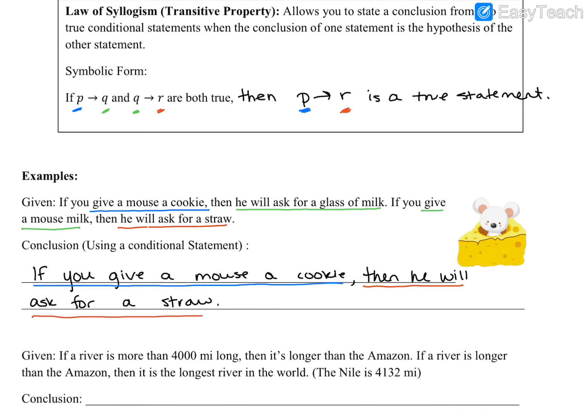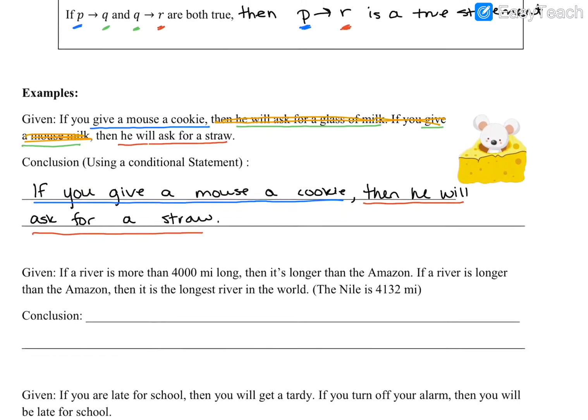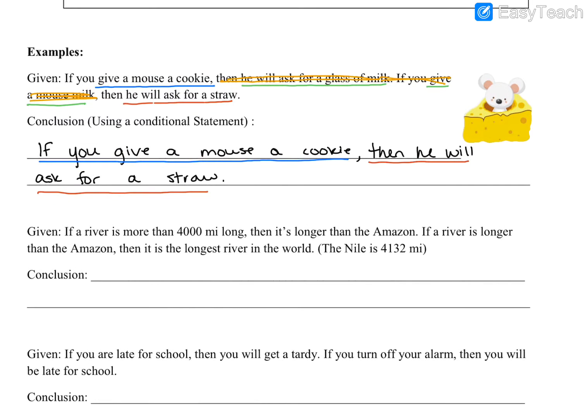Okay, so when you have things that match, you can kind of think about them as it eliminates. So if you were to cross this off, then you have to create a sentence. So the greens, since you have two greens, they eliminate. Can you come up with an if-then statement with what's left? If you give a mouse a cookie, then he will ask for a straw, and it works. So that's kind of one way you can do it, is you can cross off the matching parts of your statement and see if you can make a conditional statement with what's left.